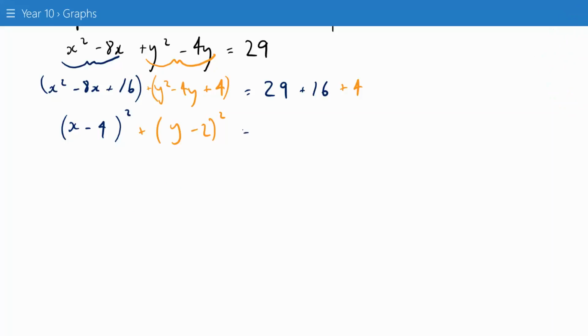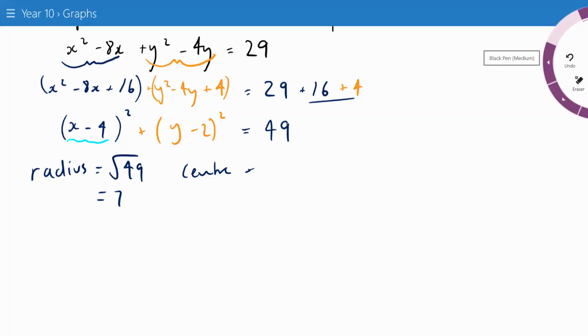This equals 29 plus 16 plus 4. Well, 16 plus 4 is 20, so that is 49. A square number, that is awesome, because now I can say that the radius equals the square root of 49, which is 7, because 49 is also written as 7 squared. And the center equals, thinking about this, what x coordinate must we sub in there to make that 0? Well, 4. 4 minus 4 is 0. And also over here, what minus 2 gives me 0? 2 minus 2 gives me 0. So that is the center, 4, 2, with a radius of 7.